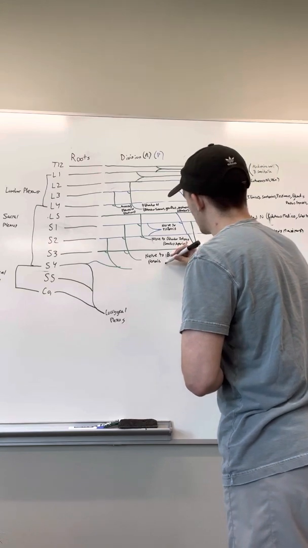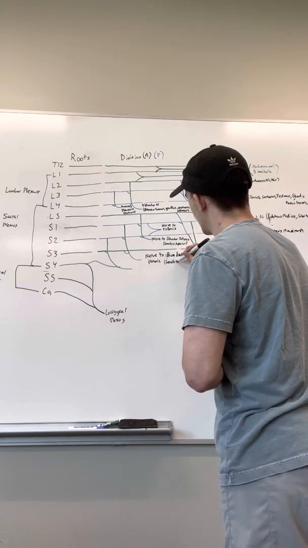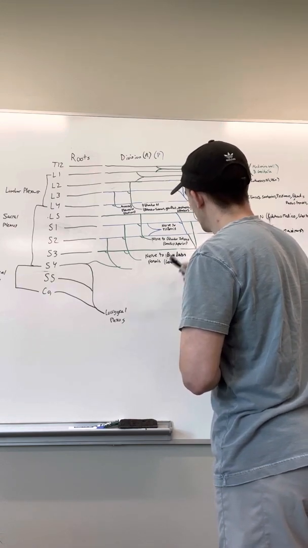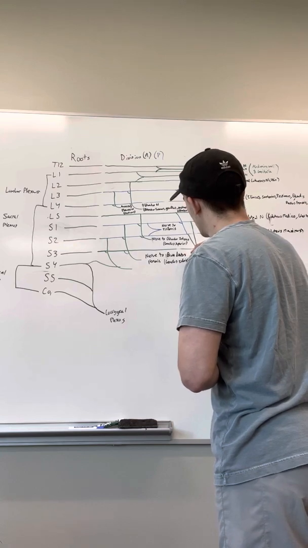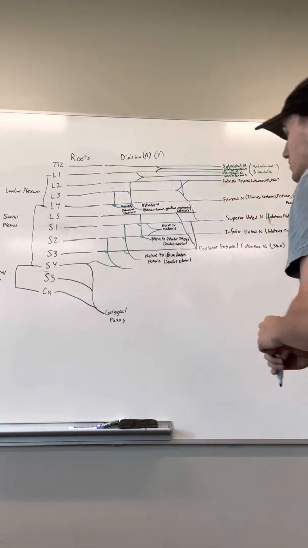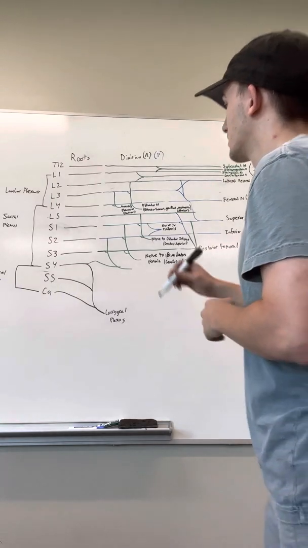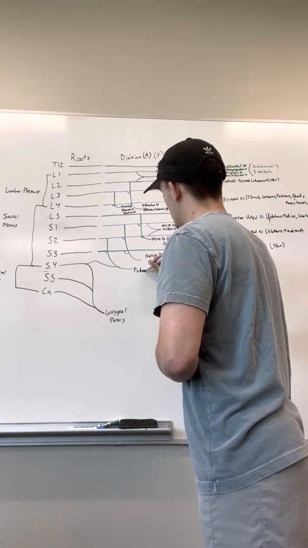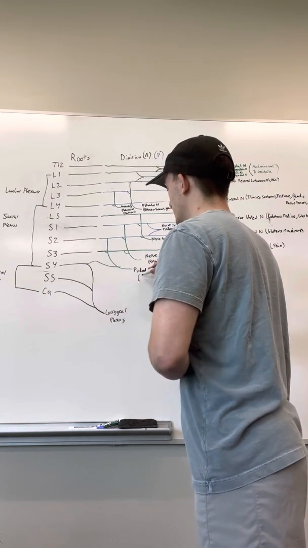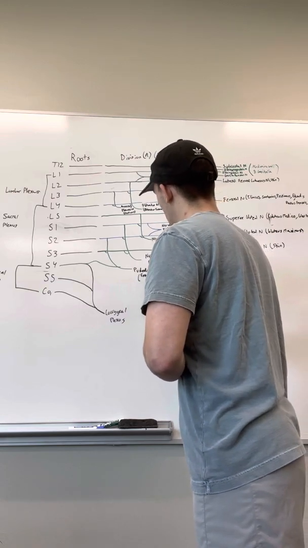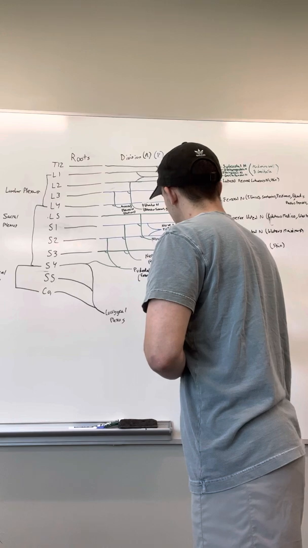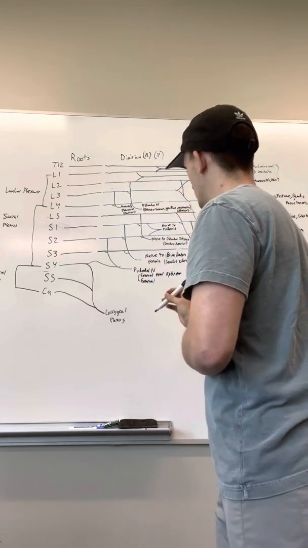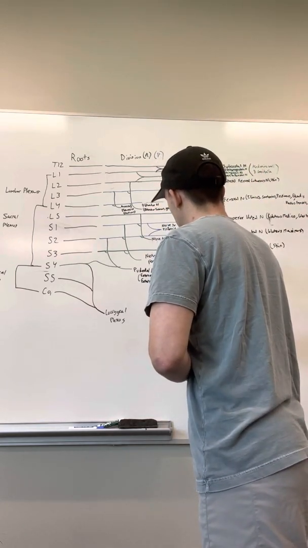And this is also the gemellus inferior. And then from S2 to S4, this is the pudendal nerve. This innervates the external anal sphincter and the external urethral sphincter. Sorry, it took me a second.